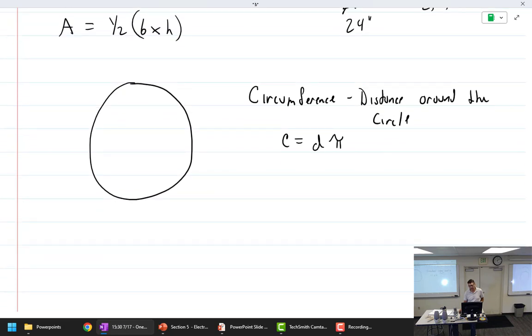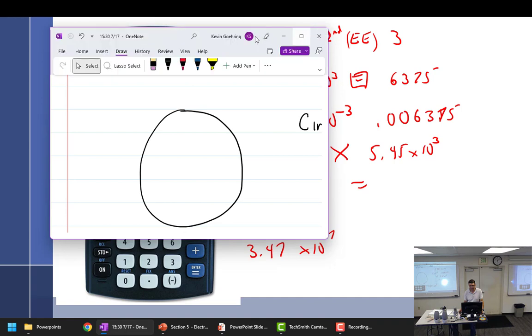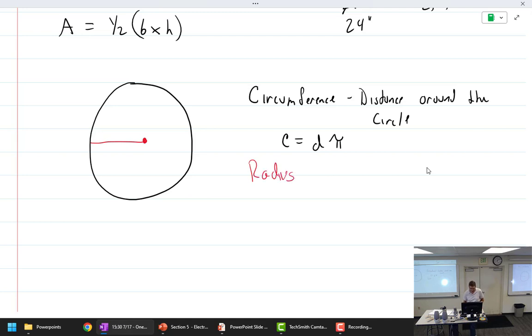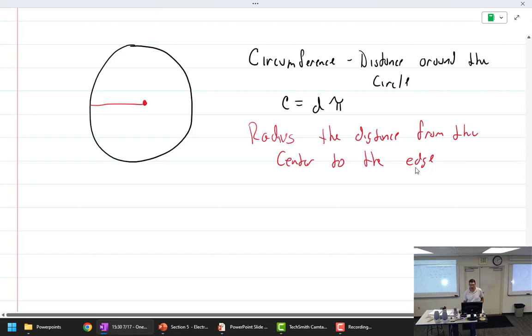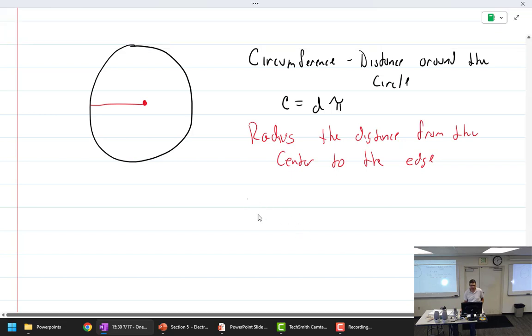Then we have, that didn't work out well for me at all. Want a different color. Then we have the radius. The radius is the distance from the center to the edge. And following that, we have one more. We'll use blue, the diameter.